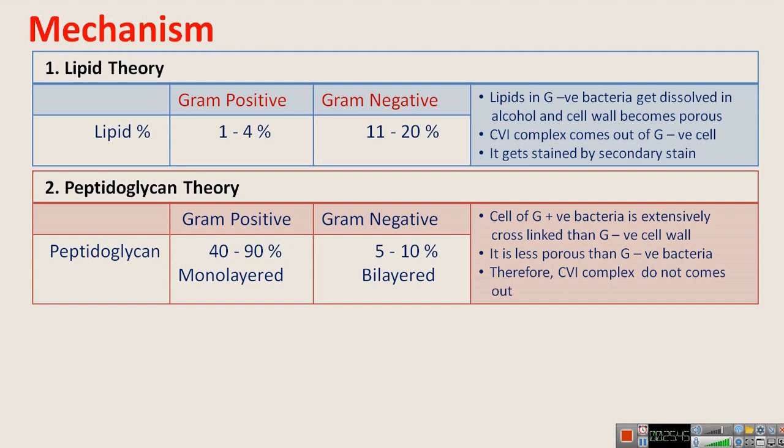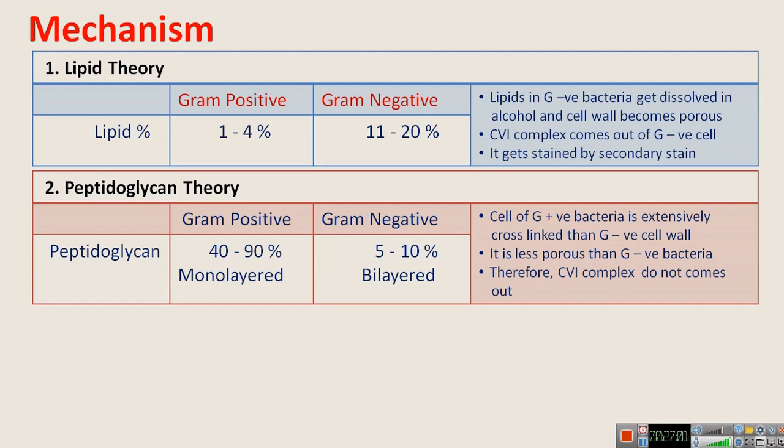On the other hand, in the case of a gram-negative bacterial cell, the percentage of peptidoglycan is comparatively less, and therefore its cell wall is more porous. Because of the greater porosity of the cell wall during the alcohol treatment, the crystal violet iodine complex comes out, and thereby the cells get decolorized.